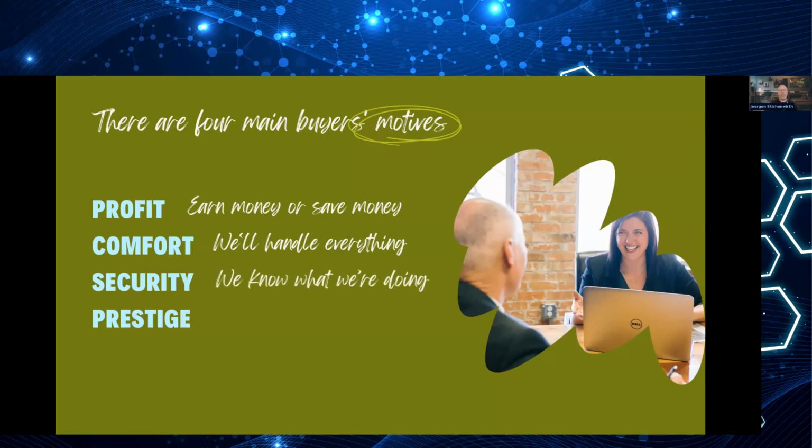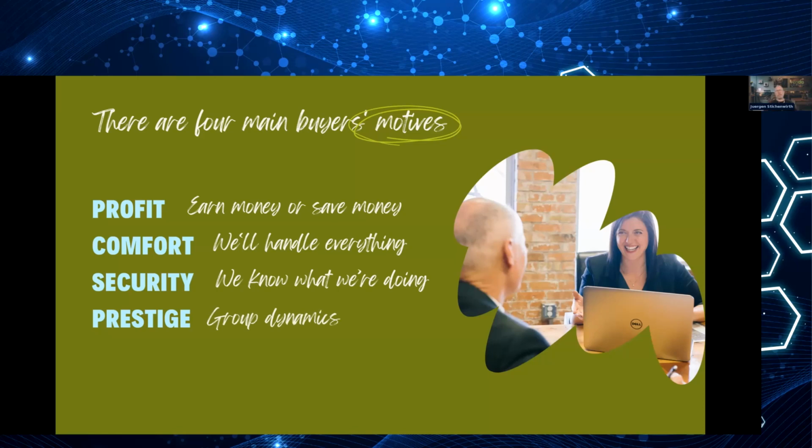Security: we know what we're doing. A lot of pitches, people are good at this because they'll say, we went to this school, we have these and these clients, we know what we're doing. We've been doing it for 30 years. For me, it's the experience that I have in the market, for instance. So that's a fairly simple motive, but one that is very powerful.